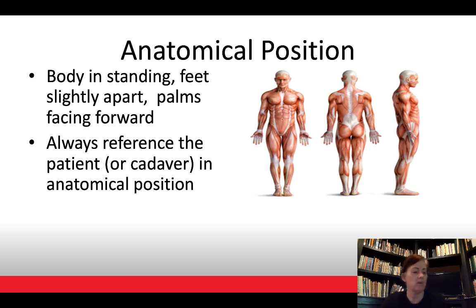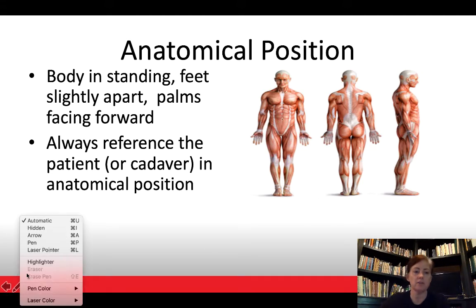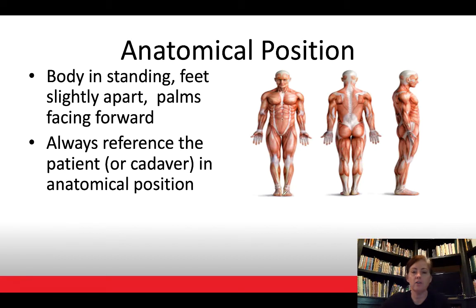This is how we always reference our patient or our cadaver as if they were in anatomical position, even if they aren't. Anatomical position is basically the person is standing, their feet are slightly apart, their arms are by their side, and their palms are facing forward. Even if your patient or the cadaver in the cadaver lab is lying on their stomach with their arms twisted and their palms facing backwards instead of forwards, we always reference structures as if they were in anatomical position.